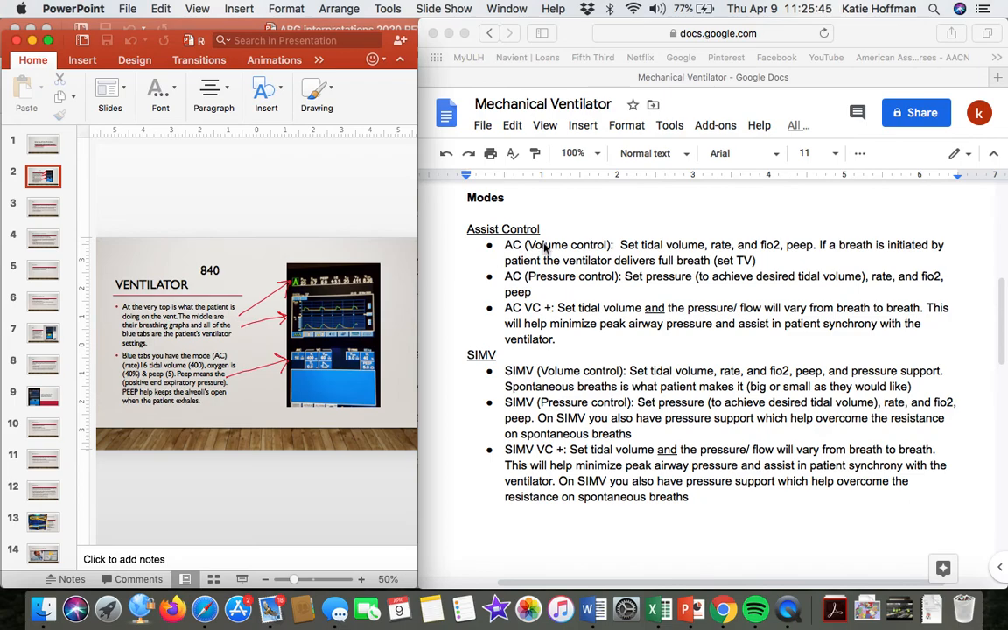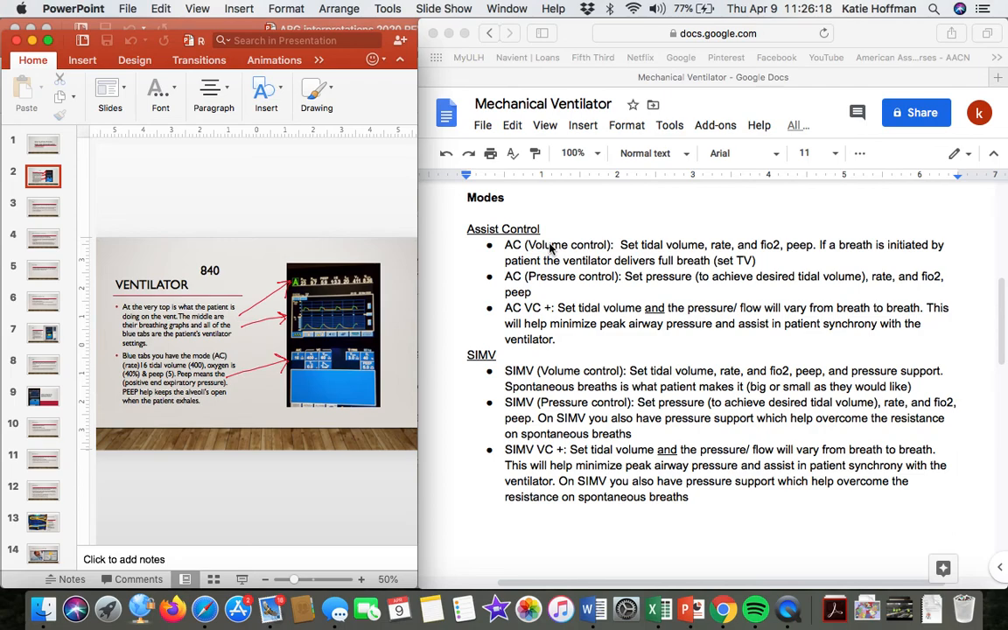So in assist control, you can have an assist control volume control. You will have a set rate, a set tidal volume, a set FiO2, and a set PEEP. The patient can breathe however much they want. If they breathe over the set rate, they are going to be delivered the tidal volume that is set. In pressure control, you're going to have a set pressure to deliver to the patient to get a desired tidal volume. You're going to have your set rate, your same FiO2, and your PEEP will apply there.